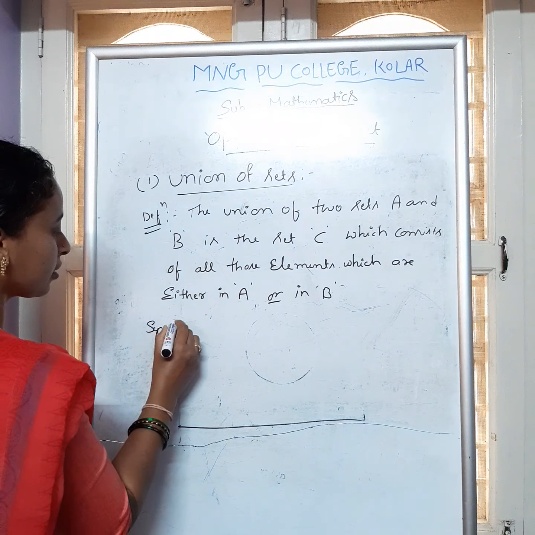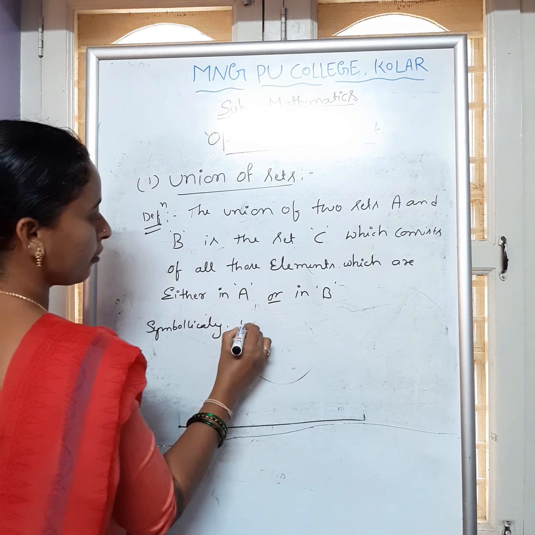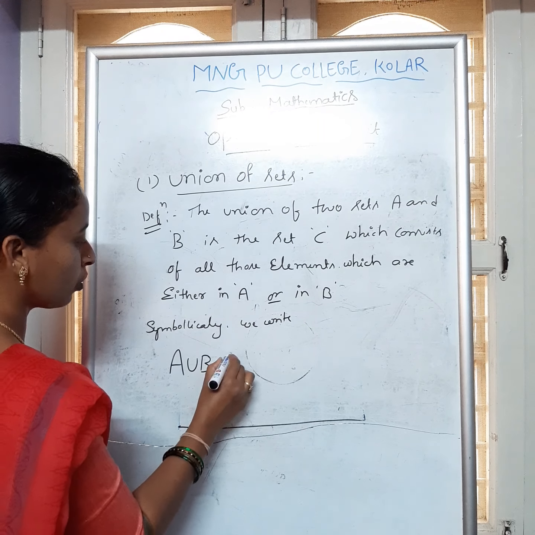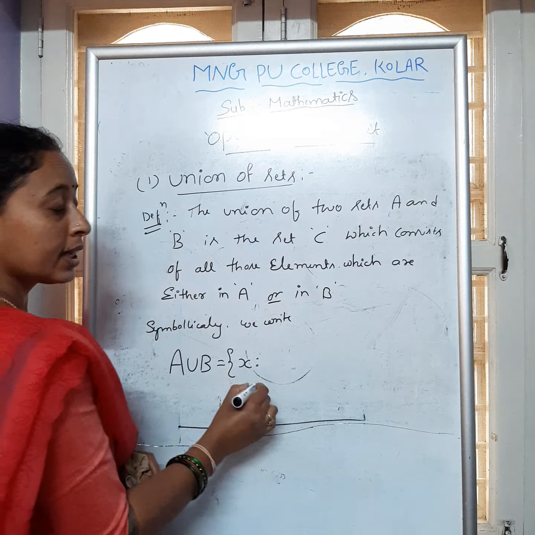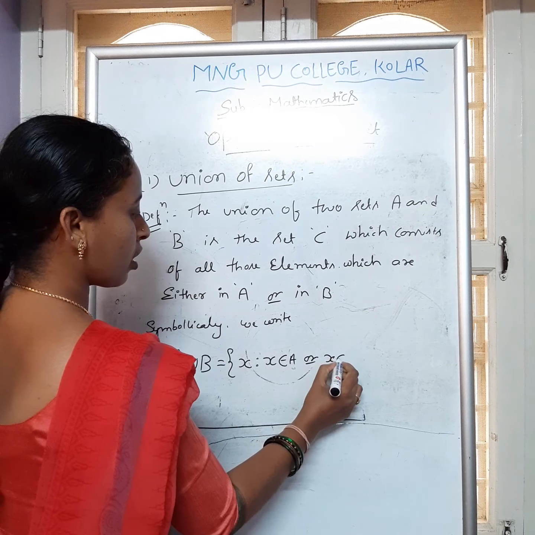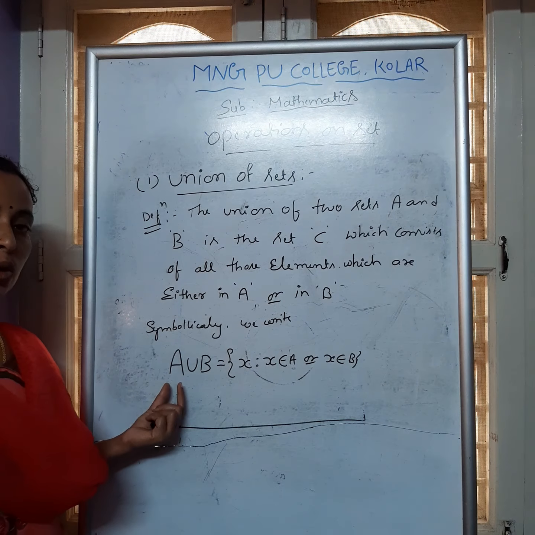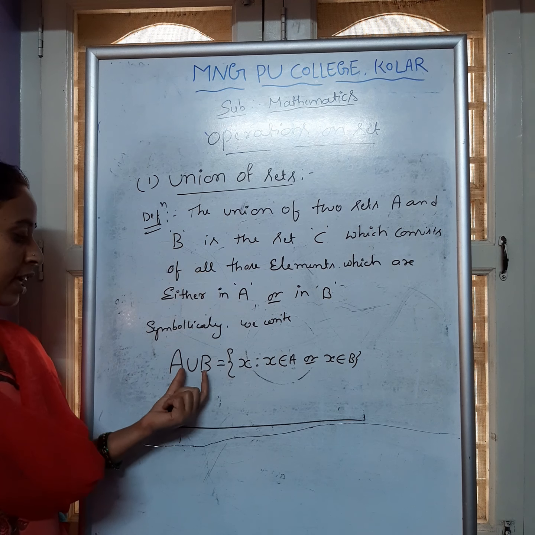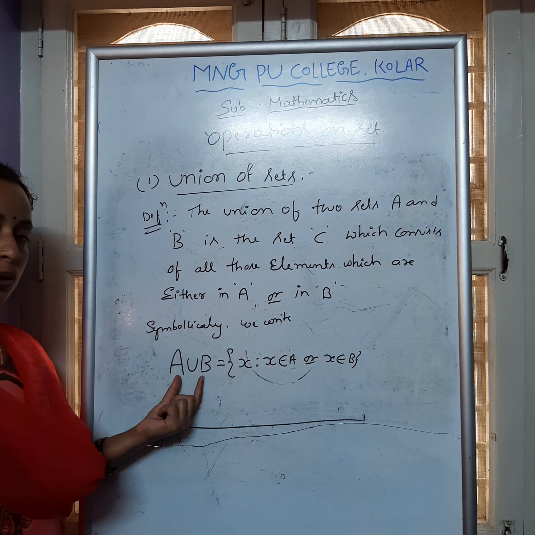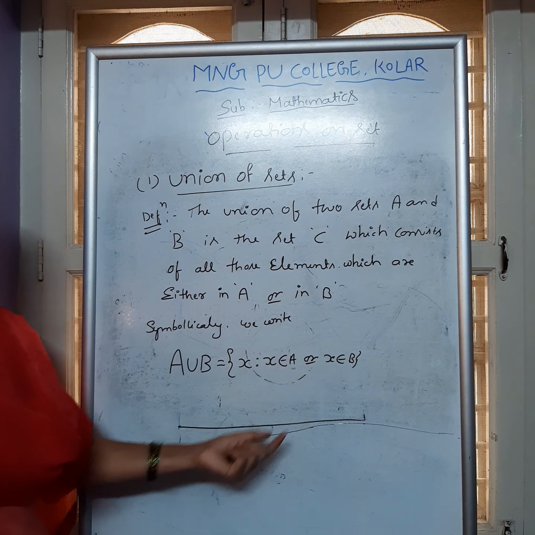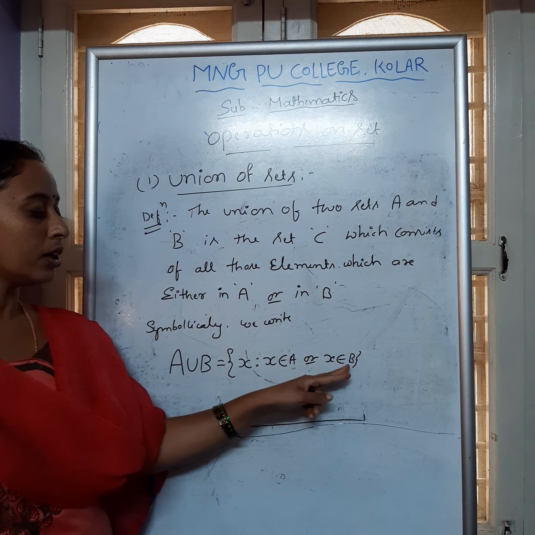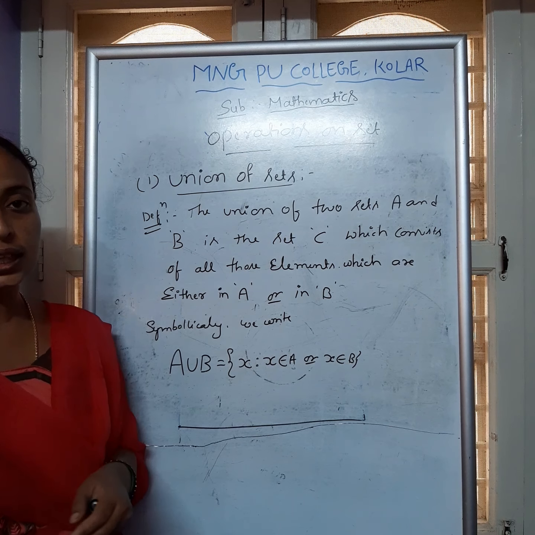Symbolically we write A union B equals the set of X such that, in set builder form, X belongs to A or X belongs to B. The union of sets is denoted by A union B, and we read it like this: A union B. The union of two sets A and B is the set C, which consists of all those elements that are either in A or in B. This is the definition of union of sets.